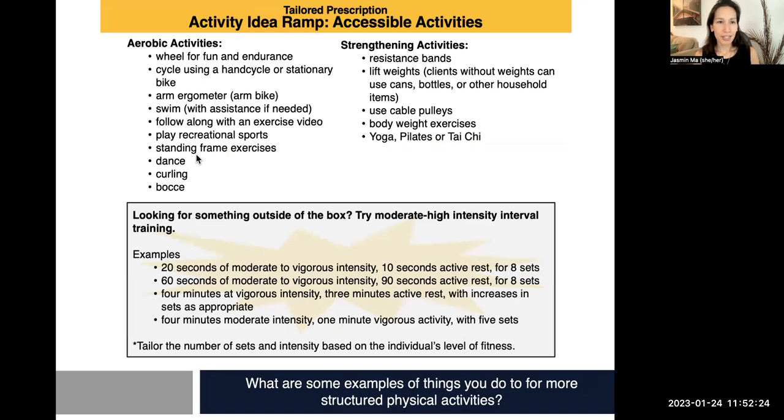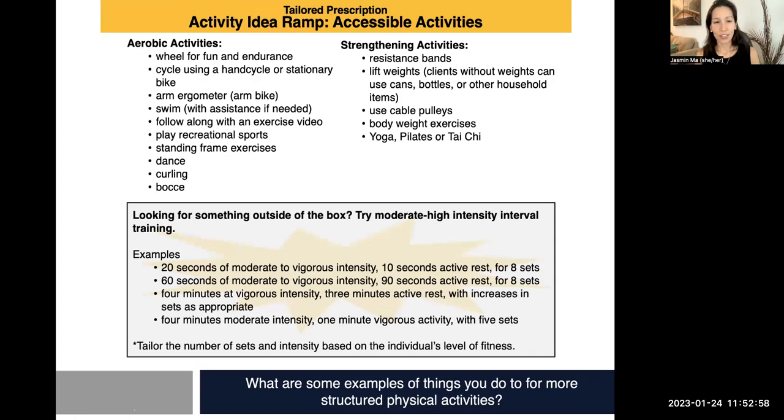Moving up to our accessible activities, this is where we start to add a little bit more structure. So maybe this is starting to then go to the gym and you decide if you want to use any of these pieces of equipment and move beyond resistance bands to using things like free weights or cable pulleys, starting with other different types of aerobic activities, like hand cycling or swimming, using the arm ergometer, playing recreational sports, or other forms of recreational activities.